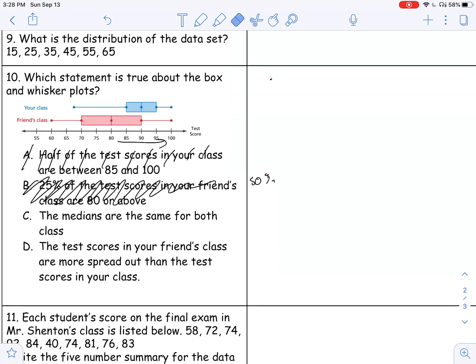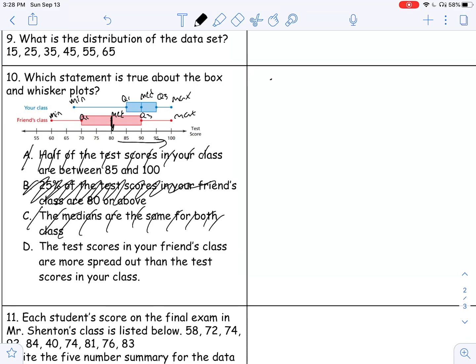All right, part C says the medians are the same for both classes. So if I label the median, it goes minimum, Q1, median, Q3, and max. And then the same for my friend's class, minimum, Q1, median, Q3, and max. The median for my class is 90, and the median for my friend's class is 80. So those are not the same.